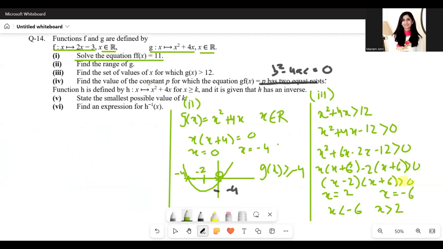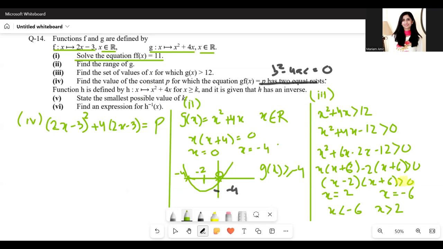Part 4. G of f of x is going to be, in G, we have to substitute f of x. So (2x minus 3) whole square plus 4 times (2x minus 3) equals p. Let me double check. G of f of x is equals to p. So f goes in G. (2x minus 3) whole square plus 4 times (2x minus 3) is equals to p.